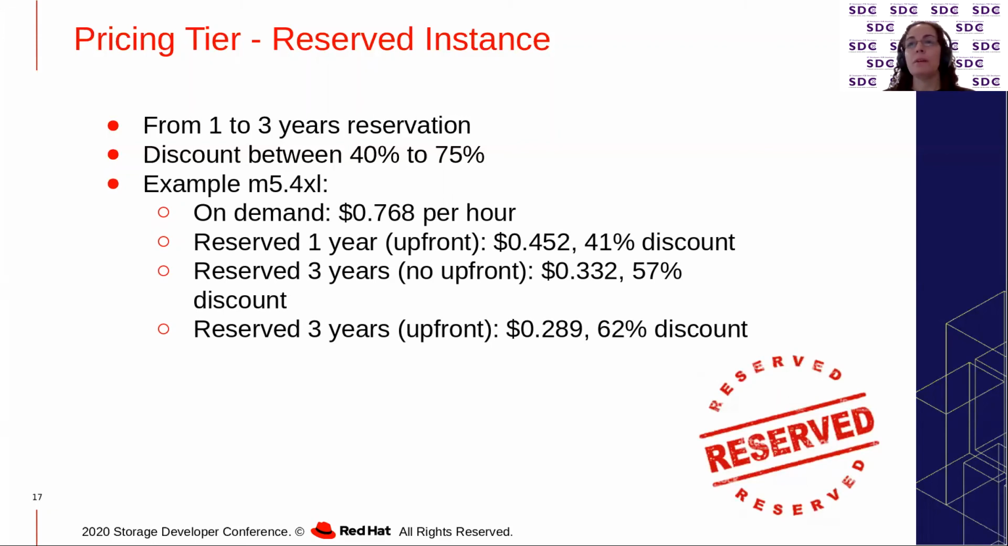If you reserve it for 1 year upfront, you pay 45 cents, a 41% discount. If you reserve it for 3 years, but without any upfront payment, you pay 33 cents per hour, a 57% discount. If you reserve it for 3 years with fully upfront payment, you pay 29 cents, a 62% discount. The prices, of course, change between different cloud regions depending on availability. You can use reserved instances most efficiently if you can plan your capacity in advance. You can also use them as a pool of resources for new workloads and applications in the future.